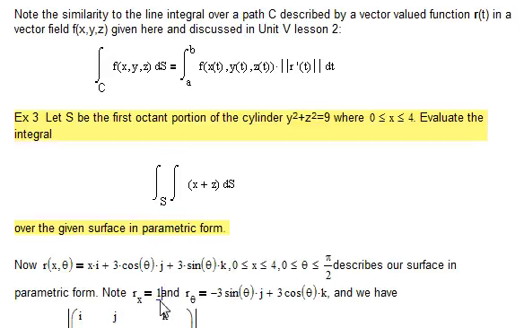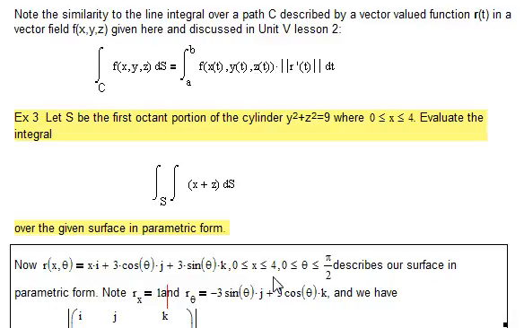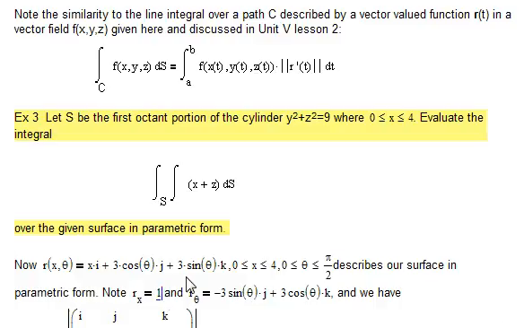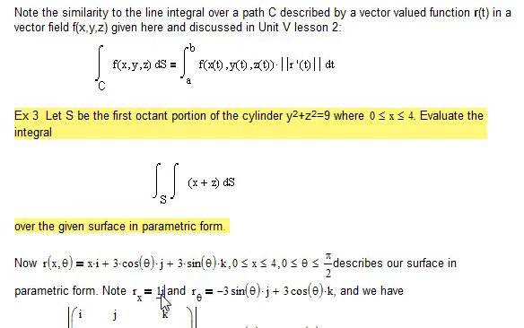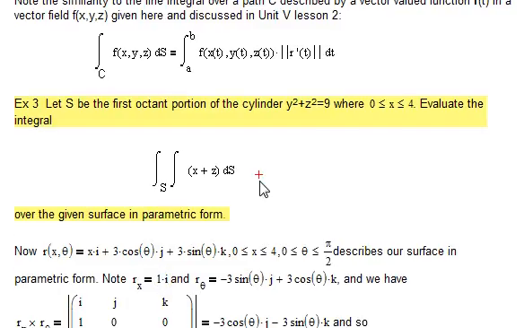Notice that the partial derivative with respect to x is just 1, it should be 1i. And the partial derivative with respect to theta of this vector is, well, since the derivative of cosine is negative sine, so negative 3 sine theta j plus 3 cosine theta k.